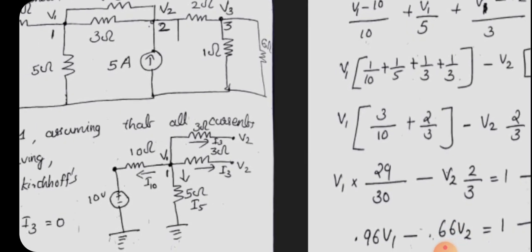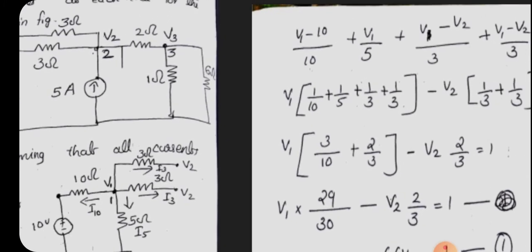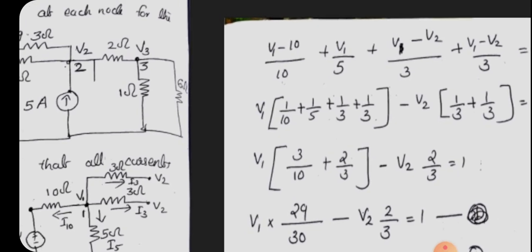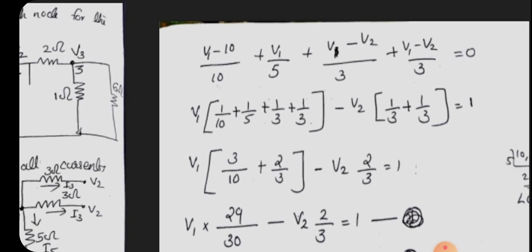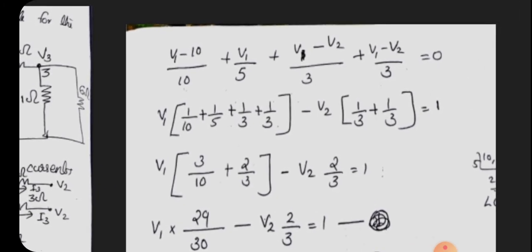First, I10 is (V1 minus 10) divided by 10. Why do I write V1 minus 10? Because the 10 ohm is connected between V1 volt and 10 volt, so the current through it depends on the differential voltage, and the differential voltage divided by resistance is the current through the 10 ohm. Next, I5 is V1 divided by 5, and I3 is (V1 minus V2) by 3. Why V1 minus V2? Because the 3 ohm resistor is connected between V1 and V2. There is no current source, so the algebraic sum will be equal to 0.